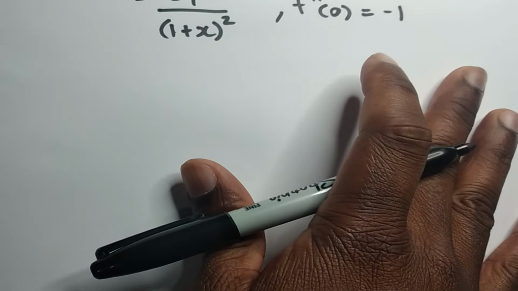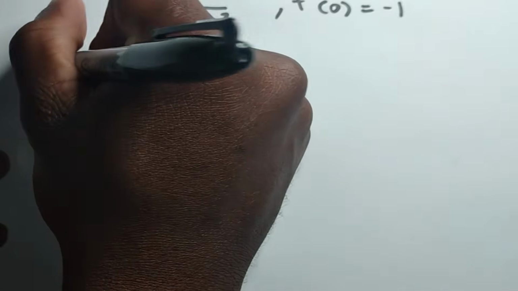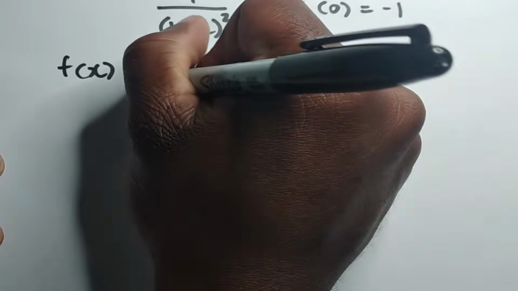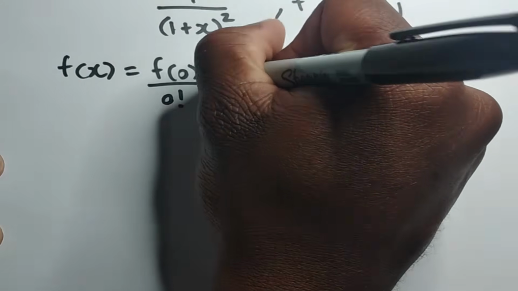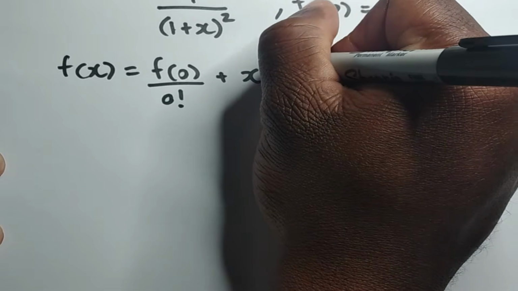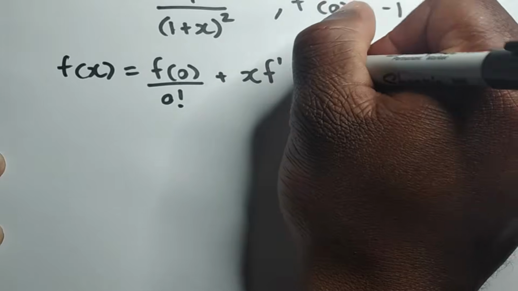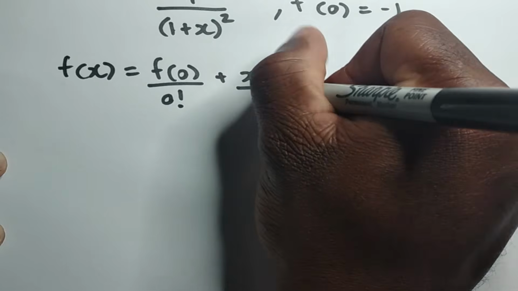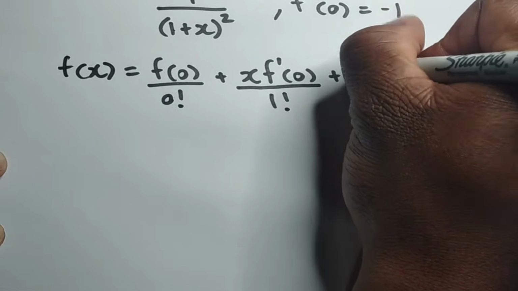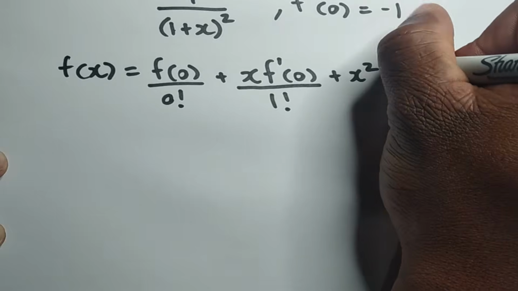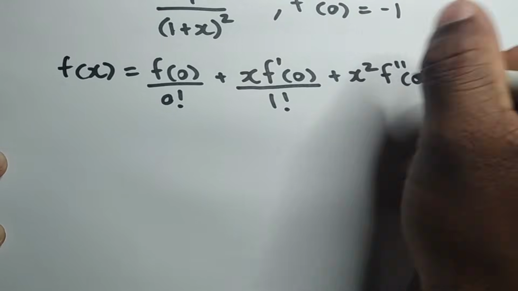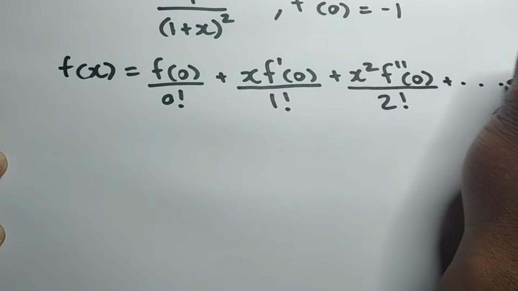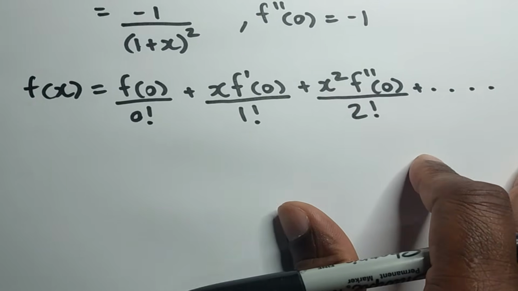So recall the formula. Again, the formula is what? f of x is equal to f of 0 over 0 factorial plus x times the first differential, the result that we'll get when we substitute 0 into the first differential of f of x over 1 factorial plus x squared times the result that we'll obtain when we sub 0 into the second differential of f of x over 2 factorial. And again, this thing continues. You can have many iterations of this thing.